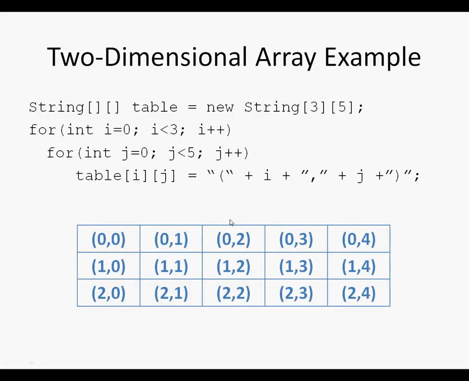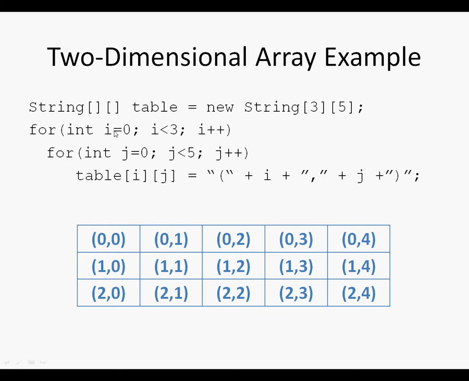So let's take a look at an example here. If we have a two-dimensional string array called table, we declare it as string bracket bracket. Okay, so this is a two-dimensional string array. And then when we initialize it, we say we want 3 rows and 5 columns. So the rows come first, columns come second. If we wanted to fill this array with the strings that you see here, the strings basically represent the row number, comma, and the column number, starting obviously with 0.